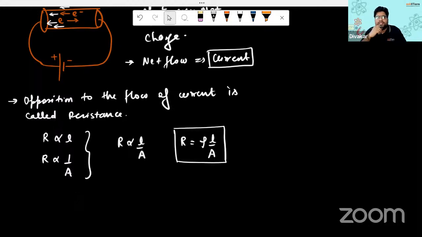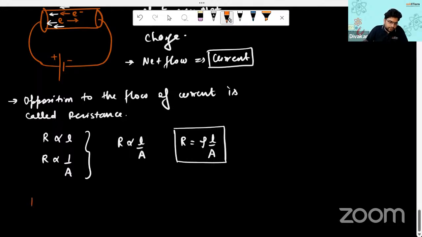Is there anything else, sir, on which the resistance of a conductor depends? Yes. The resistance of a conductor also depends on temperature. Now you may ask, sir, if I raise the temperature, will the resistance increase or decrease? So a temperature increase will give a rise in resistance for a conductor.